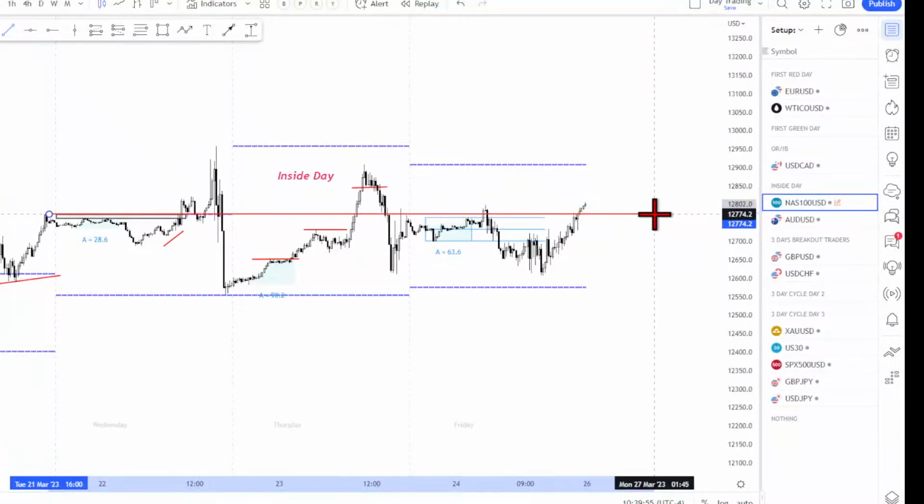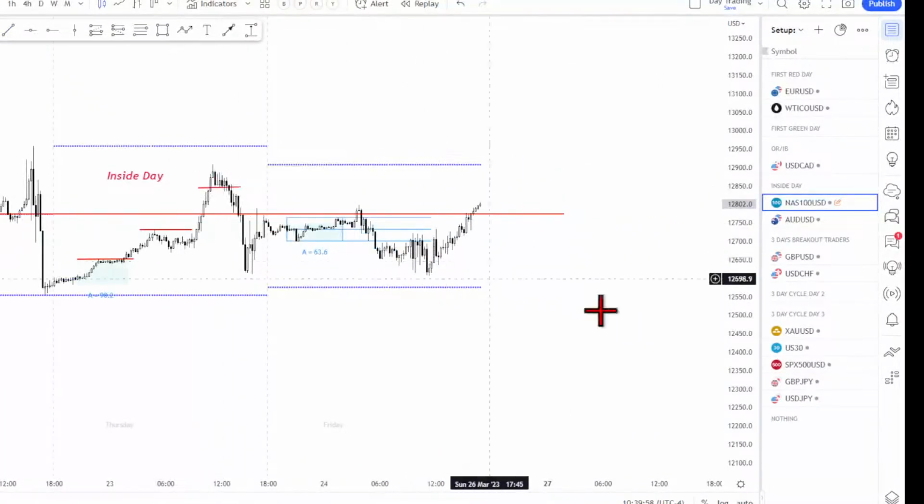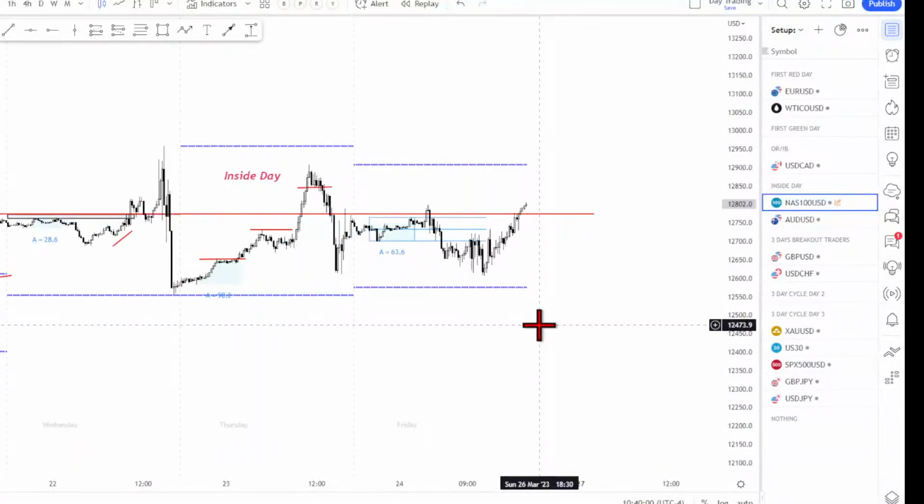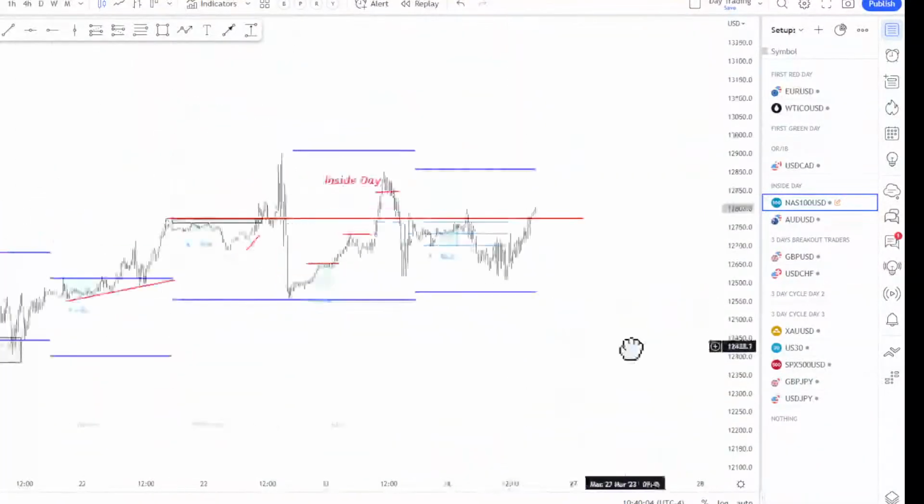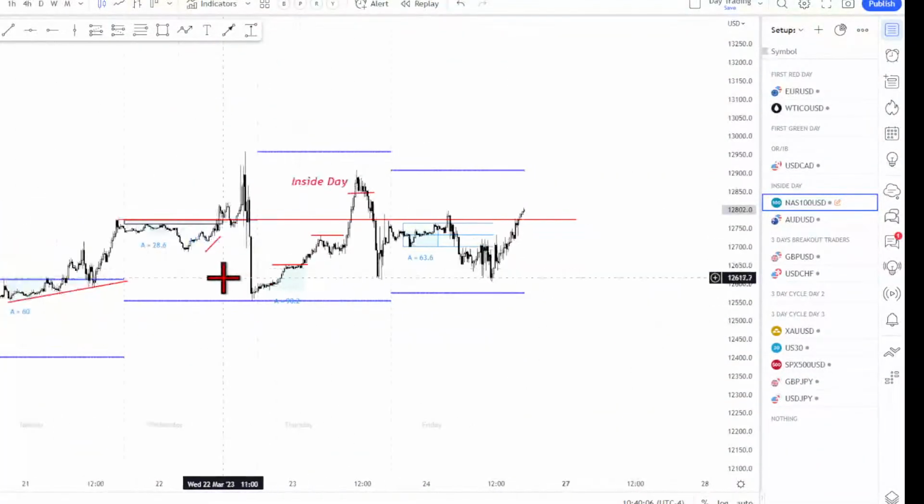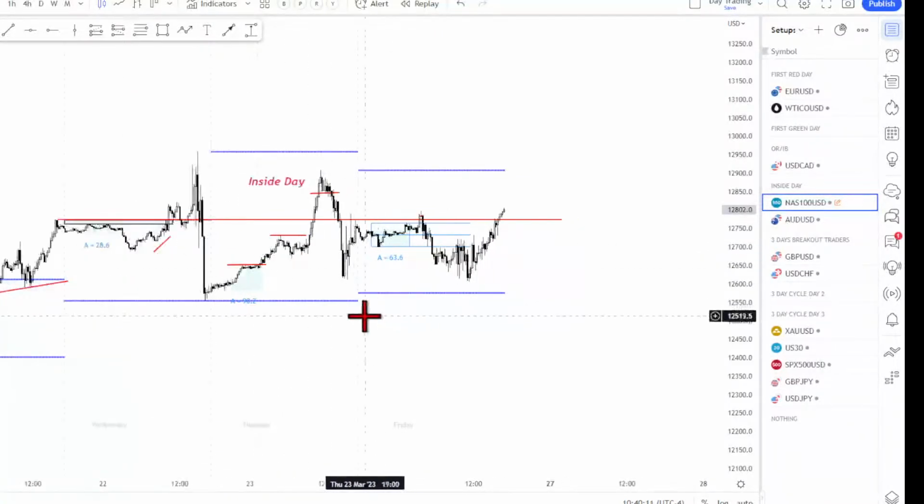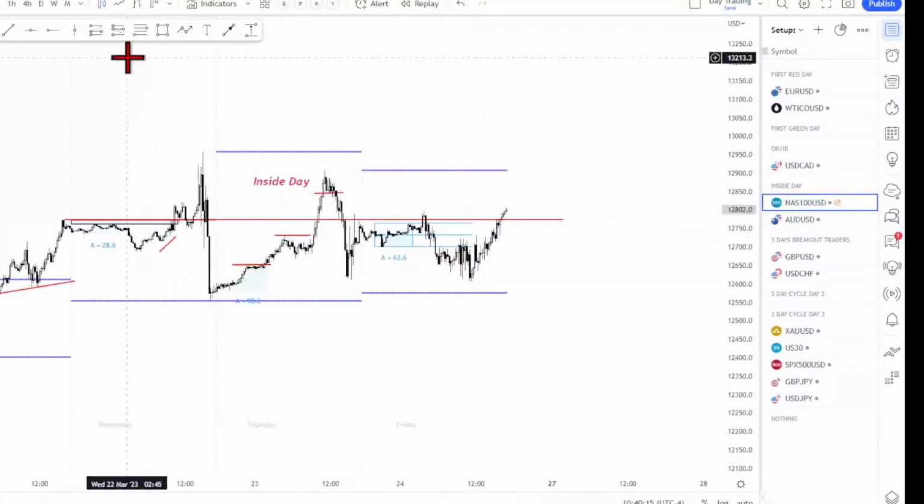But something very interesting about this pair. Double inside day. What could happen on this? This was day 3, right? This turned into day 1. This was day 2. Should have been day 2 down, but it didn't go down. All right. Now we're potentially trading higher.